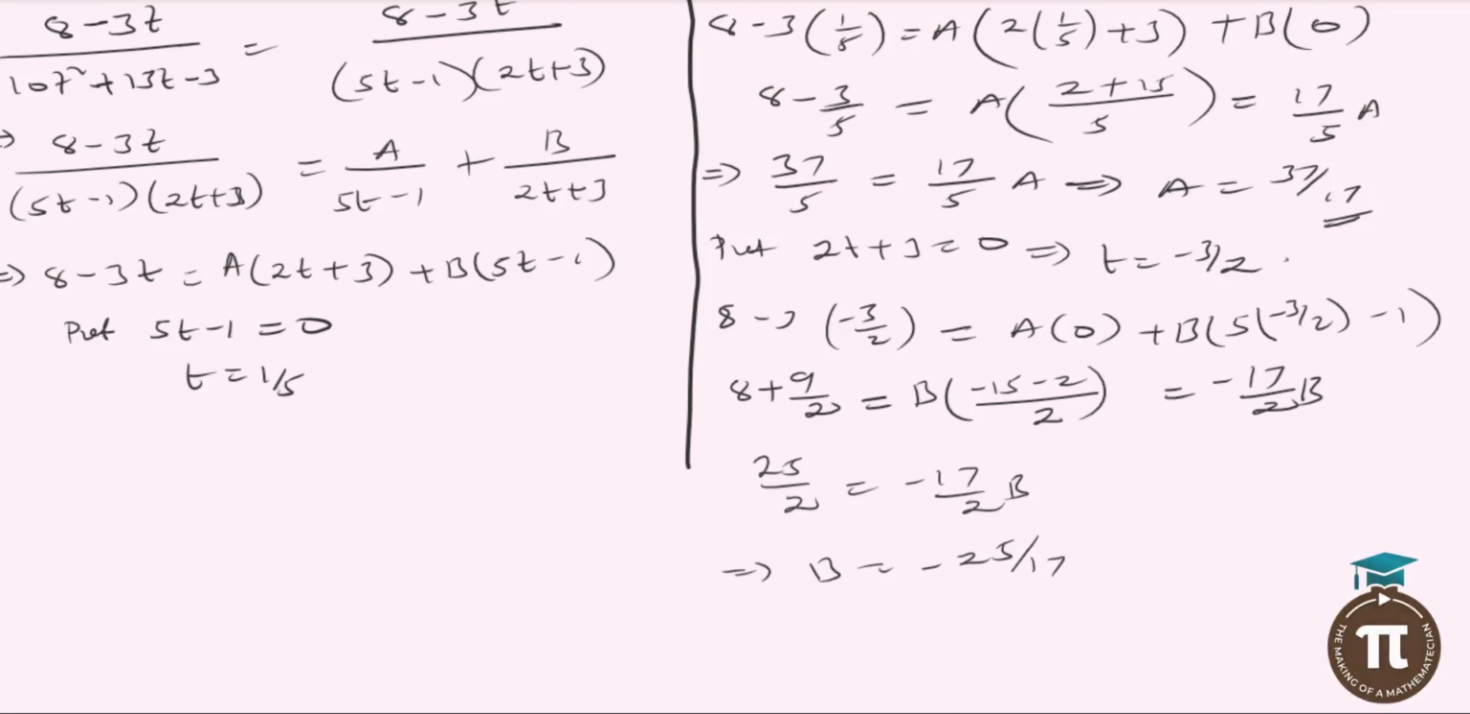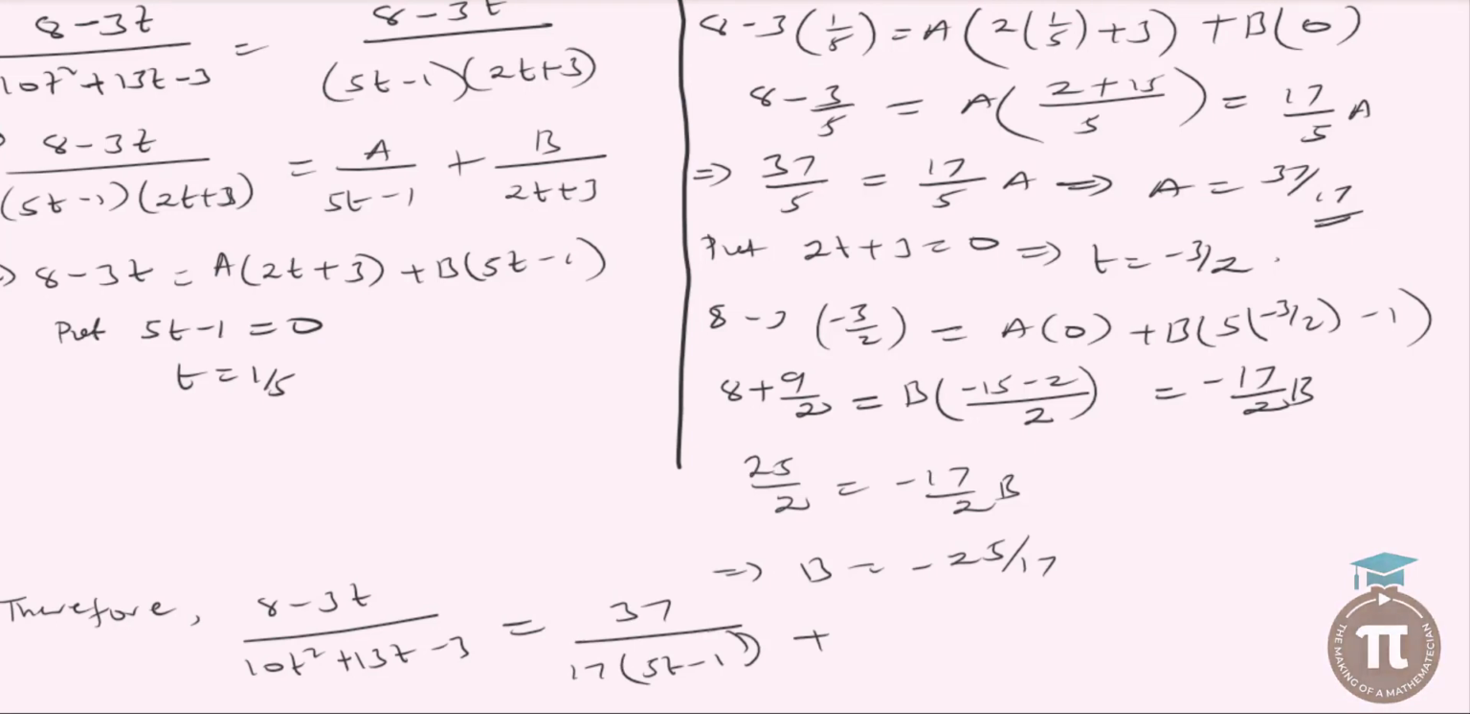So therefore (8 − 3t) all over (10t² + 13t − 3) is equal to 37 over 17 plus B, but meanwhile B is minus, so that's minus 25 over 17.